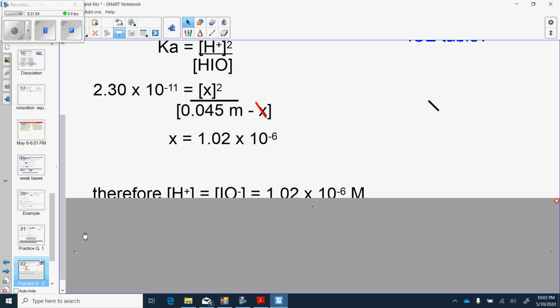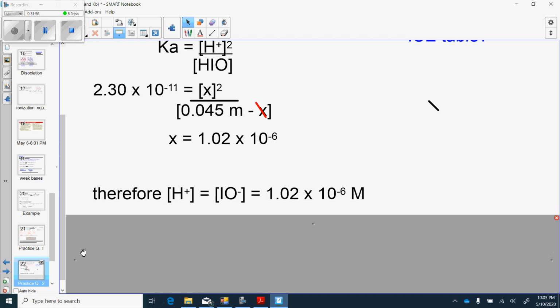We can leave him out because of our approximation rule. Plug it in, get our X. I just want to mention one thing here. X is not your concentration. It's the value you found. You should let me know what X is representing. So just circling this as your answer is incorrect. You should go one more step and say X is representing H plus, which is equal to IO negative, which equals this, and put in your unit. So don't just give me an X equals. Let me know what X is representing and put your unit in if it's necessary. Kas do not need units, but concentrations do.